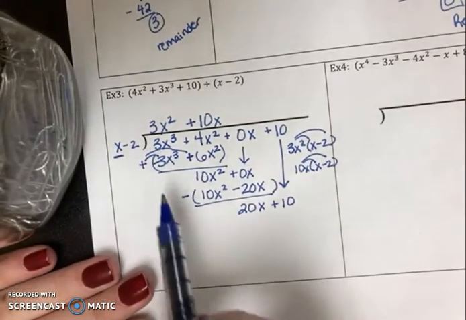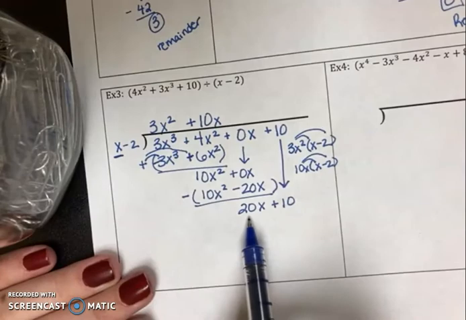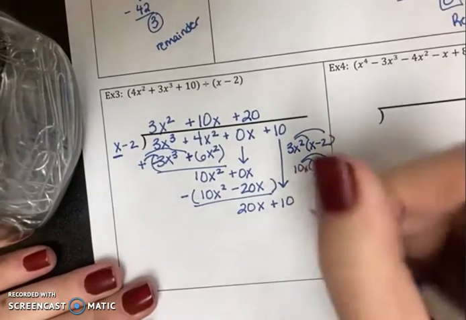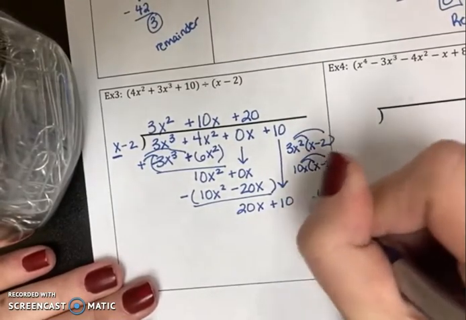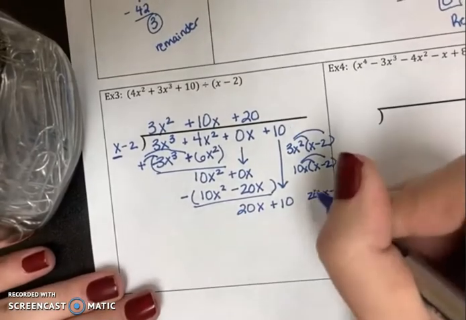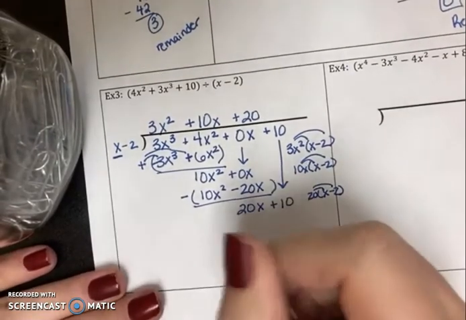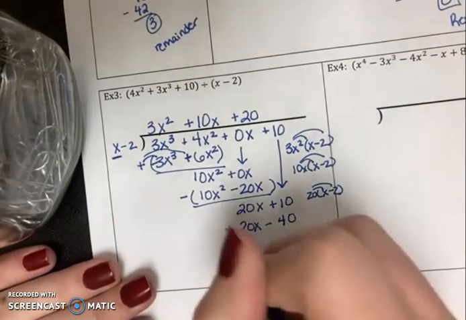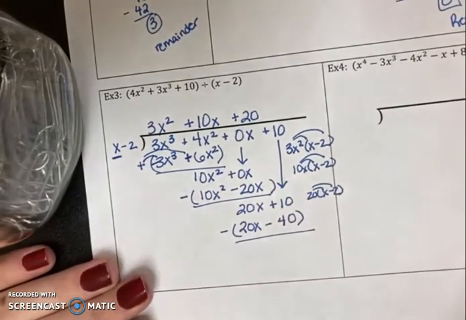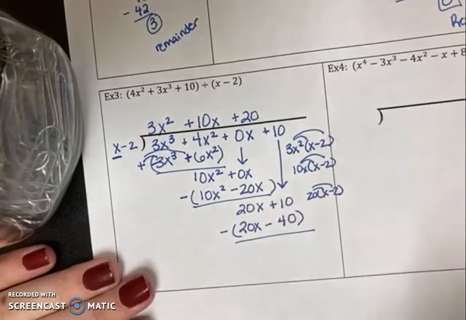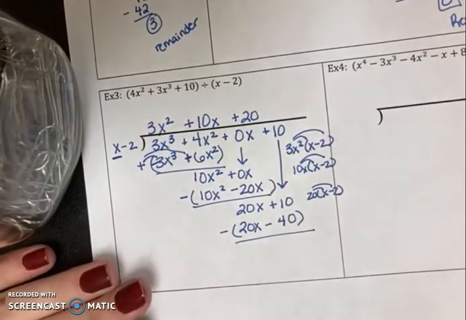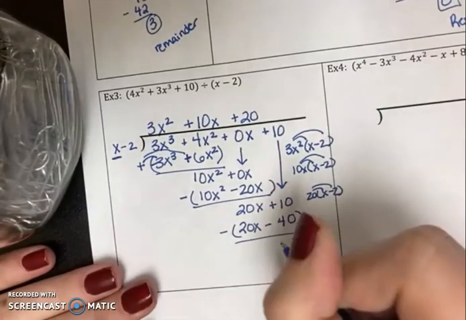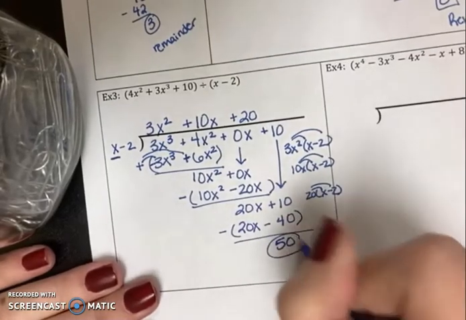We have to ask ourselves, what do I have to multiply the x by to get 20x? And the answer is a positive 20. So I'm multiplying the whole divisor, x minus 2, by 20. Distribute that 20 to each term. That gives me 20x minus 40. Remember, we are subtracting this expression, so we change the signs. This positive becomes a negative, so it's 20x minus 20x, which is 0x. And then this negative becomes a positive, so 10 plus 40 is 50. So 50 is my remainder.